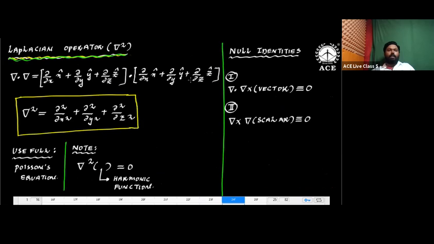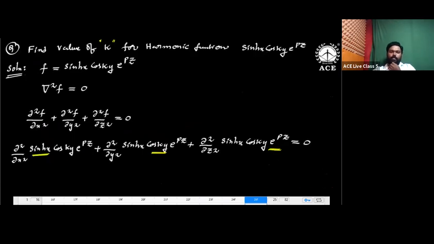And we have seen one Laplacian operator, which is a derived operator. This is going to help us in understanding what is called Poisson's equation. And there is some terminology and null identities which we need to remember, which are taken from vector calculus.